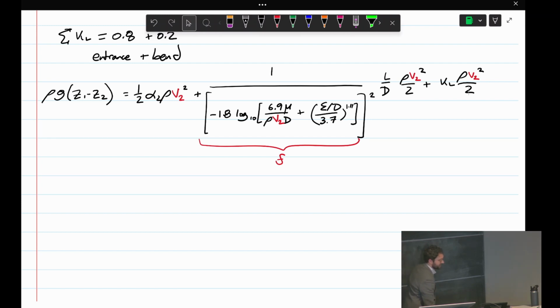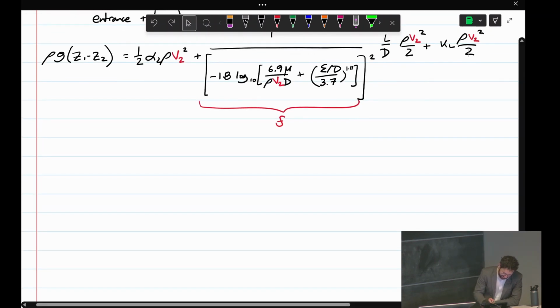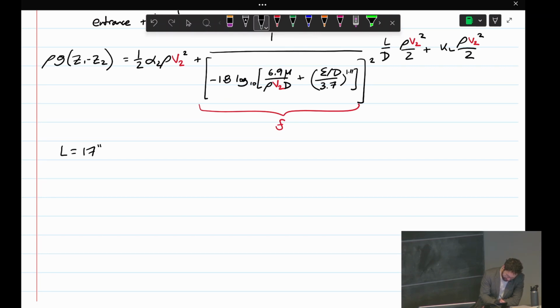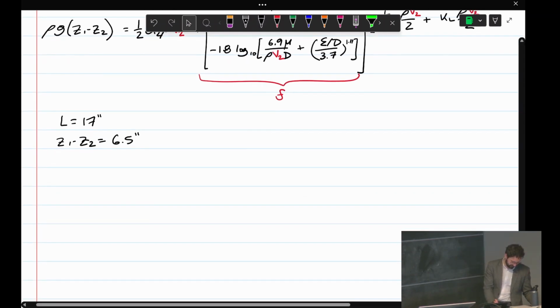So this is a big, ugly equation that used to be really difficult to solve, but you guys can just put this into your computer and solve it. So consider yourself lucky, I guess. L is 17 inches. Z1 minus Z2 is 6.5 inches. Again, that's the discharge point of the tubing versus the height of the water.